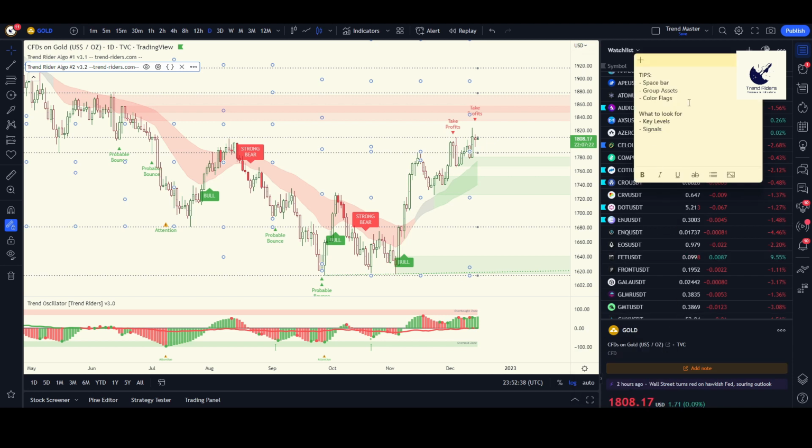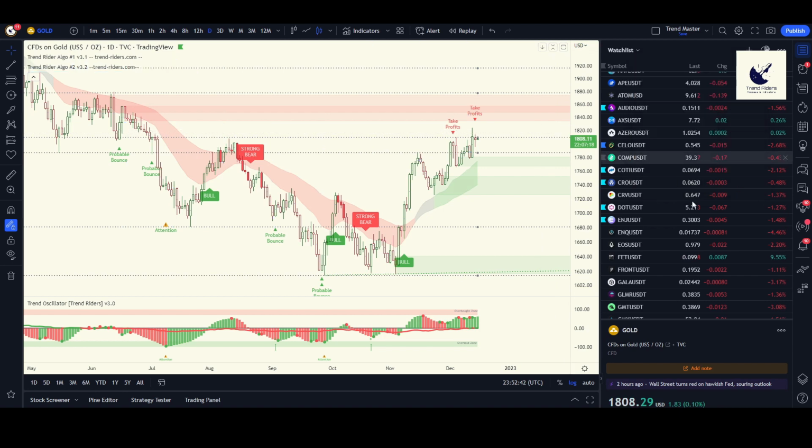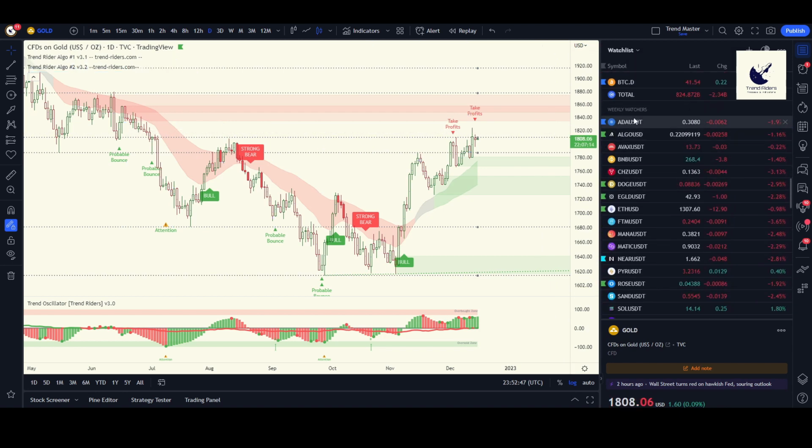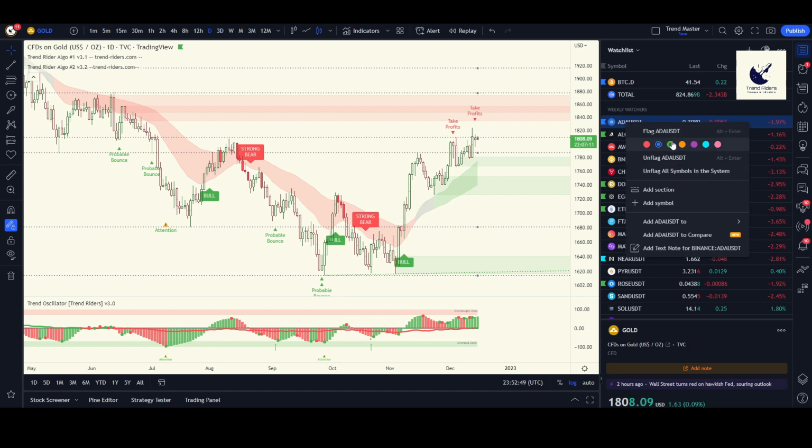So the third tip here would be the color flags. This is something that I'm using lately, which is helping me a lot. A very simple tip: you select an asset, right click, and you can select the flag. What I do here is if I see a coin that has a potential long right now or a potential long forming on the daily chart, I tag it with a green flag.